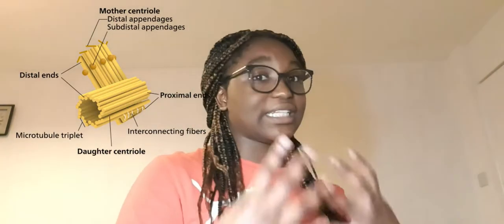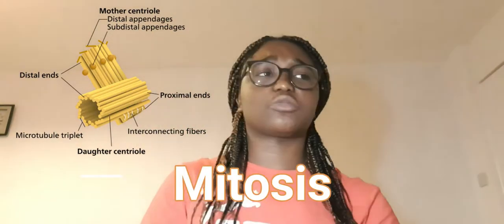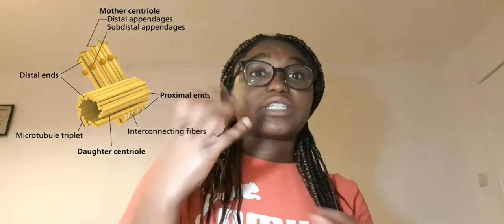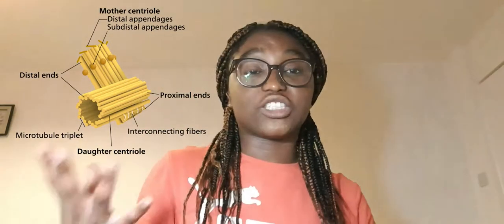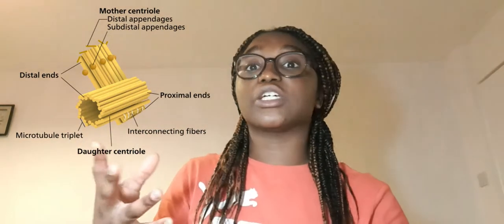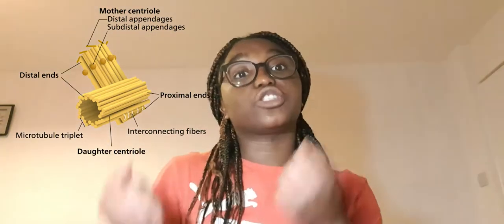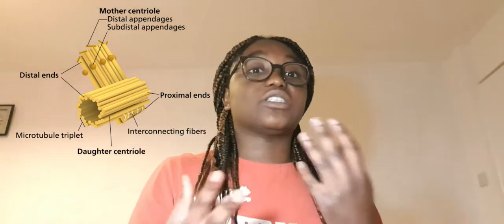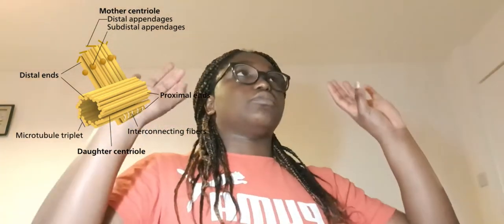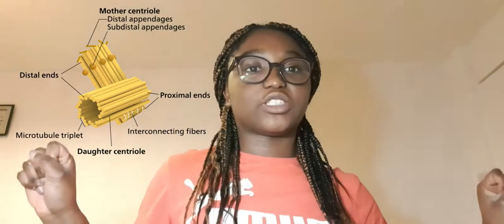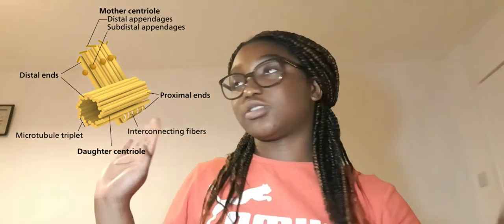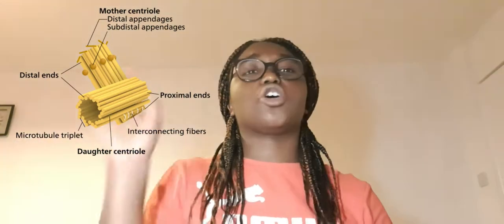The centrioles are needed for cell division, mitosis, which I'm sure some of you may know. The centrioles are needed because that is where spindle fibers are formed. As you may know from mitosis, the spindle fibers attach to the chromosomes, which are aligned at the equator or in the middle of the cell, and then they move them apart from each other to the opposite poles of the cell.